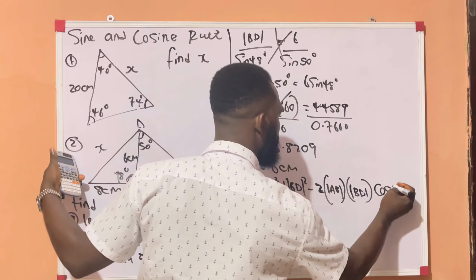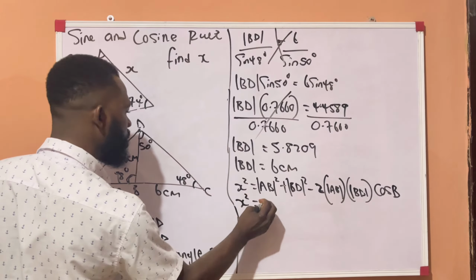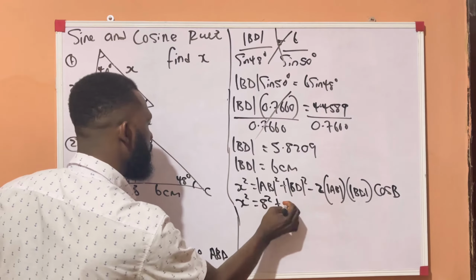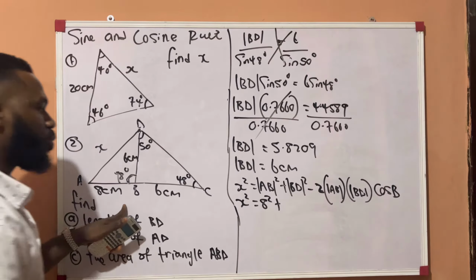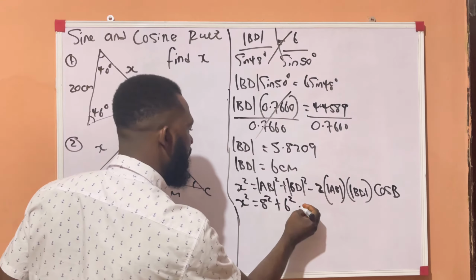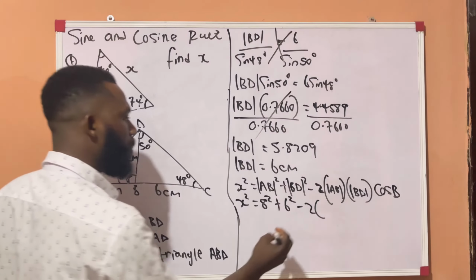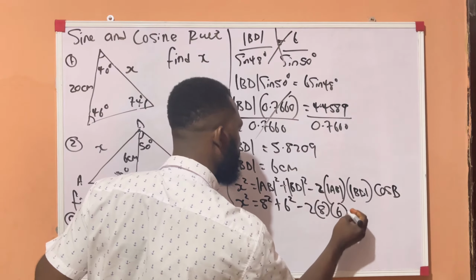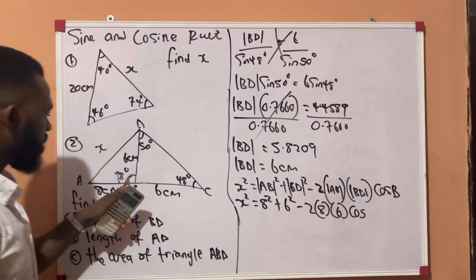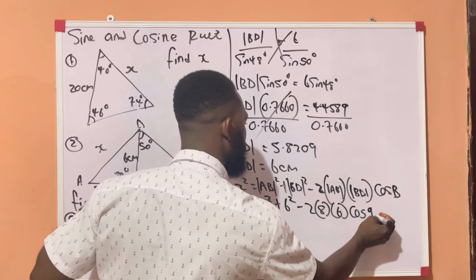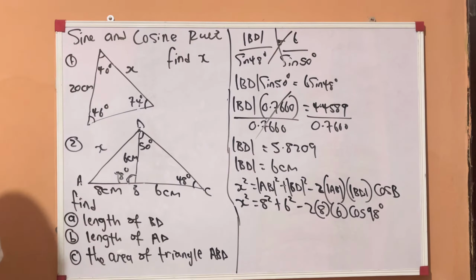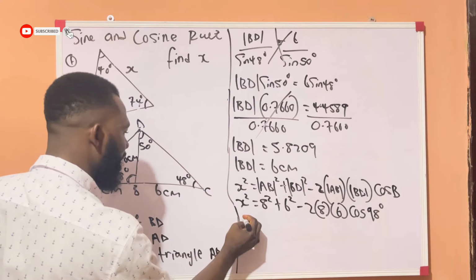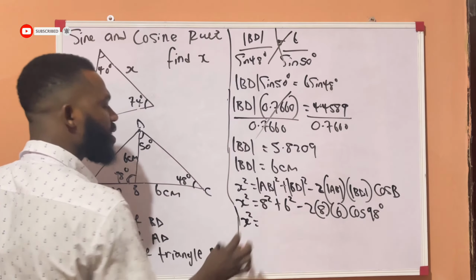And let's proceed. Now x squared is equal to, AB is 8, so we have 8 squared plus our BD is 6, so we have 6 squared, minus 2 into the bracket of AB is 8, BD is 6, cos B, the angle, which is 98 degrees. You see, it's just simple substitution that we are doing.